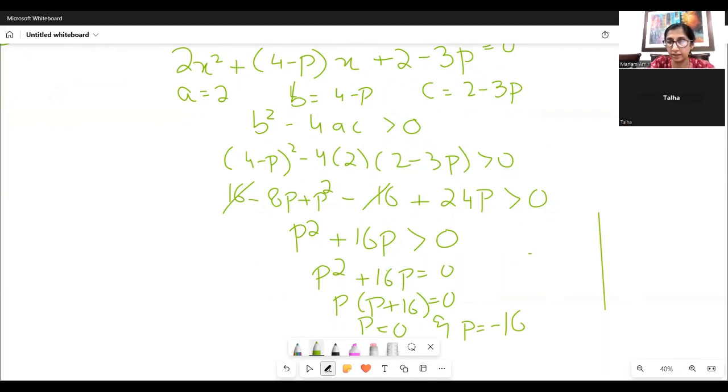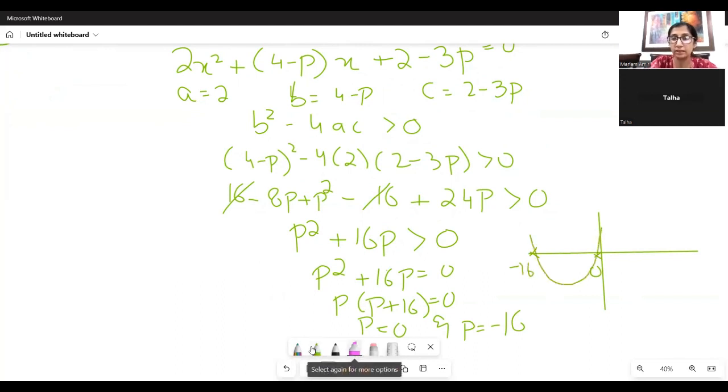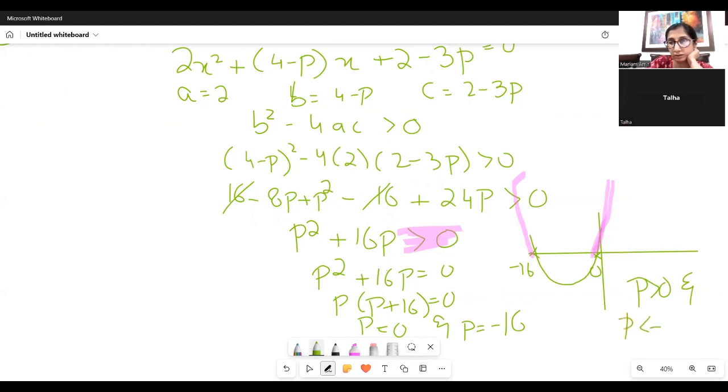So if I sketch it, this is one solution 0 and this is the other solution minus 16, and the curve would go like this. And again, the inequality is greater than 0. That means this region is the answer, this region is the answer. What are the values of P in these two regions? Here and here. P greater than 0, and P is smaller than negative 16. That's correct. So these are the two sets of points. P is greater than 0, P is less than minus 16.